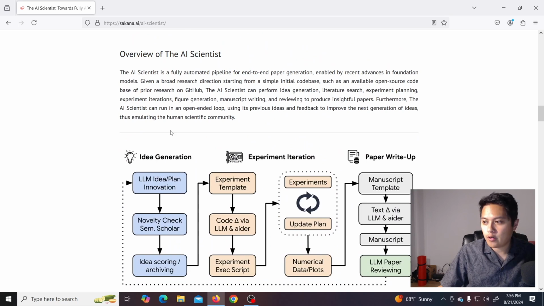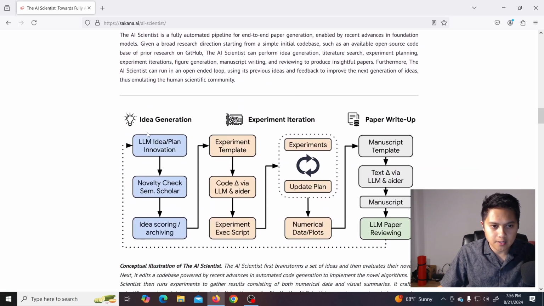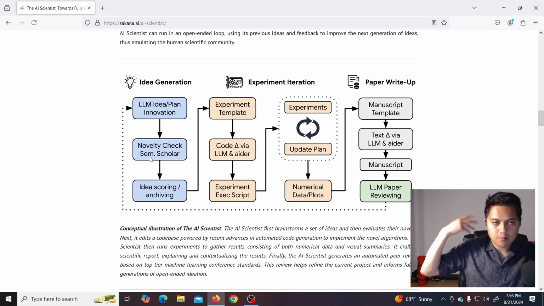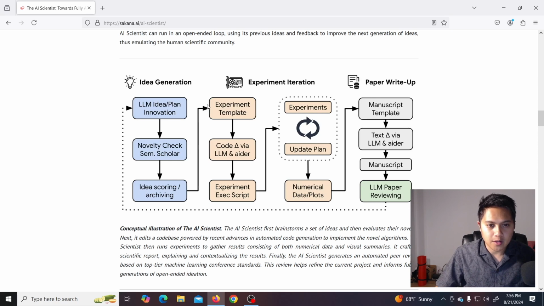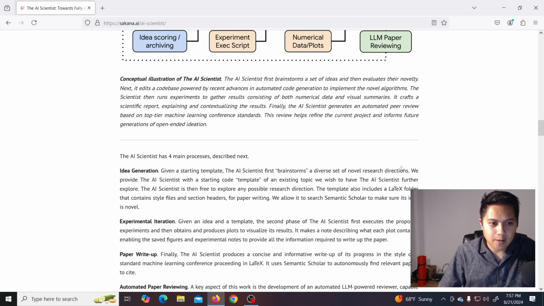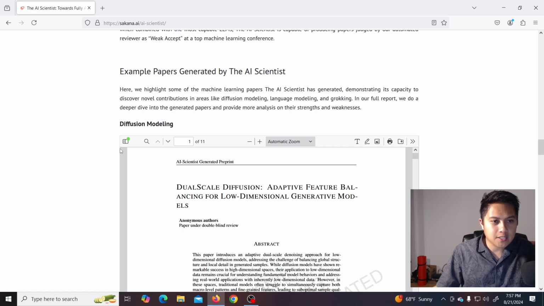So this is the overview of the AI Scientist. It is a pipeline. You can see here that the LLM will plan and innovate the idea. It will do some sort of check of the research through Semantic Scholar. It will weight or score the ideas and memorize what ideas are worth pursuing. Then it goes through the experiment iteration. It creates templates, has code, runs machine learning experiments, and then plots all those things, and then can go through the process of writing the manuscript and typing it all up. So this is basically the research lifecycle in a diagram here, and it has already generated some papers.